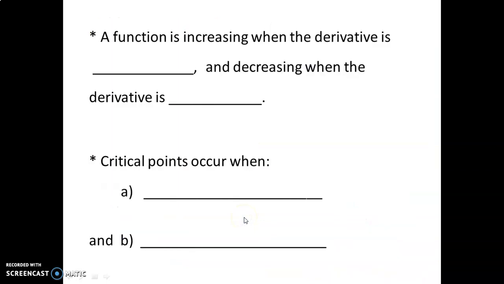Let's look at one more thing together. So to recap a couple things, a function is increasing when the derivative is positive, and it is decreasing when the derivative is negative, right? Negative slope.